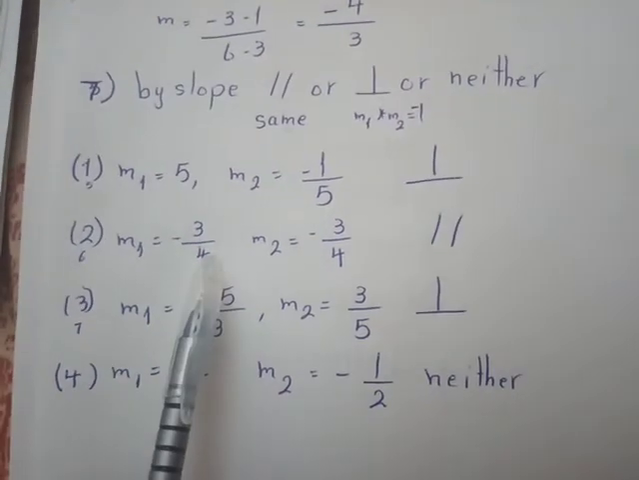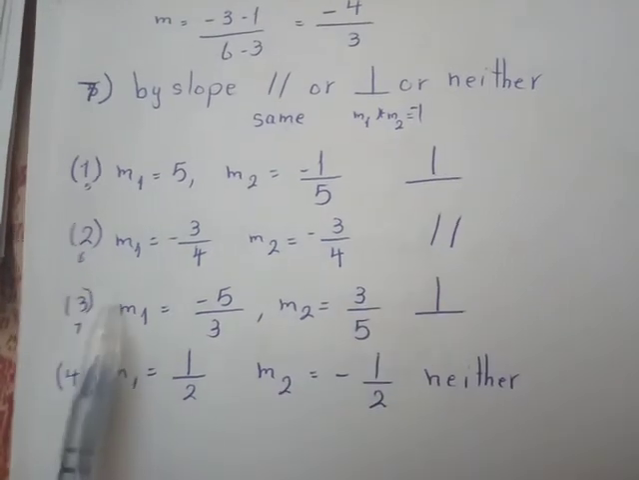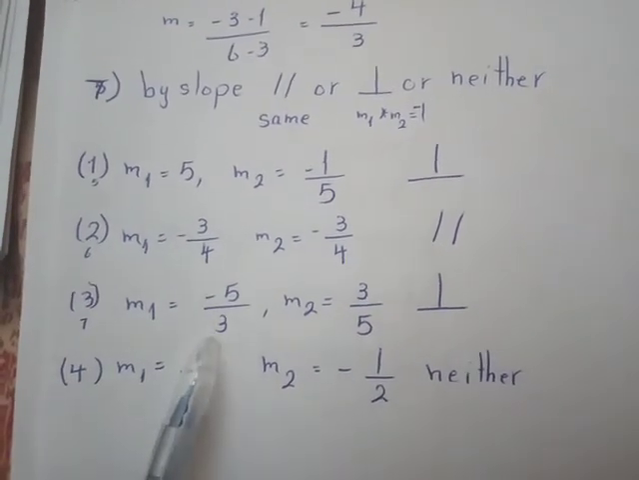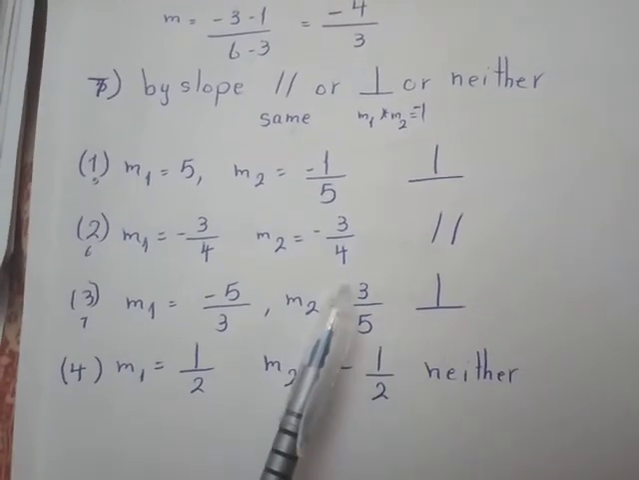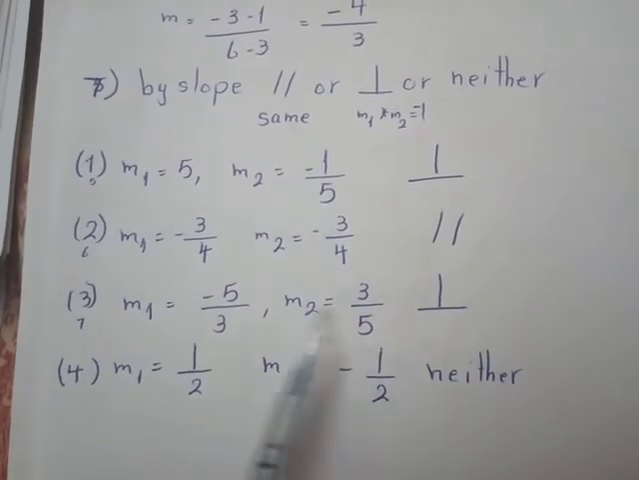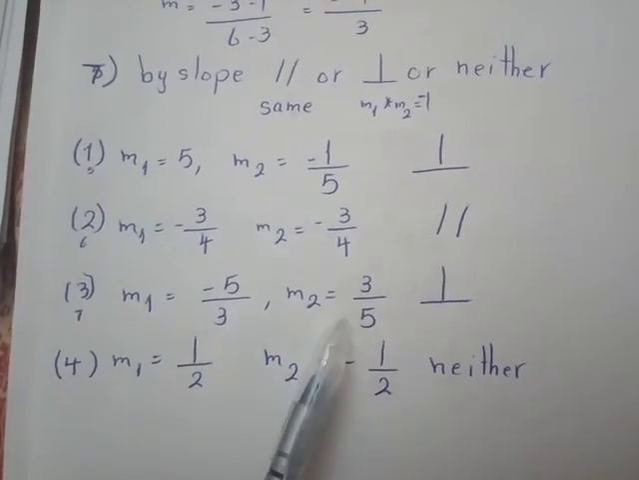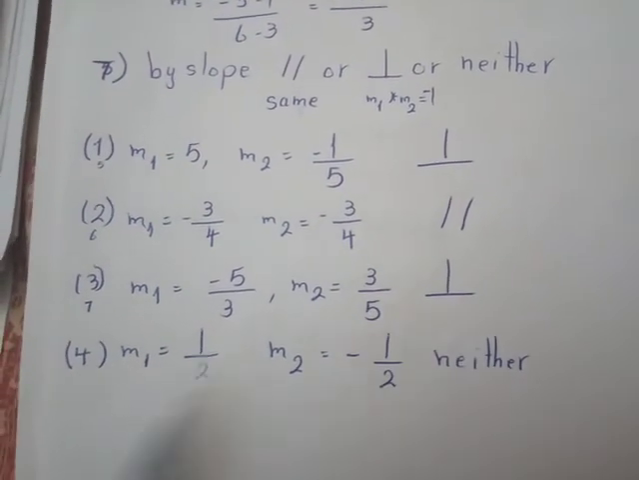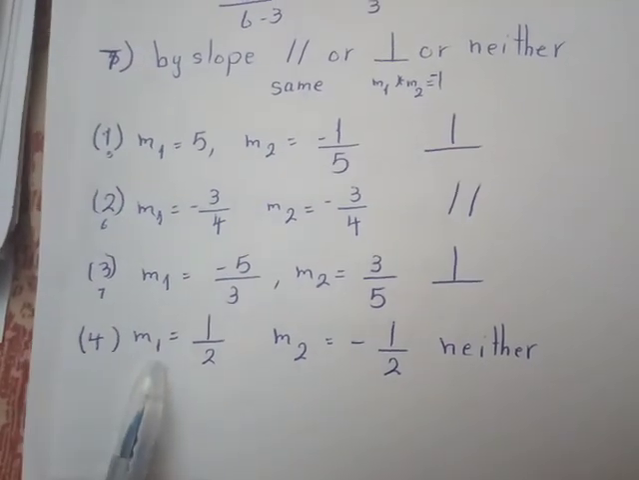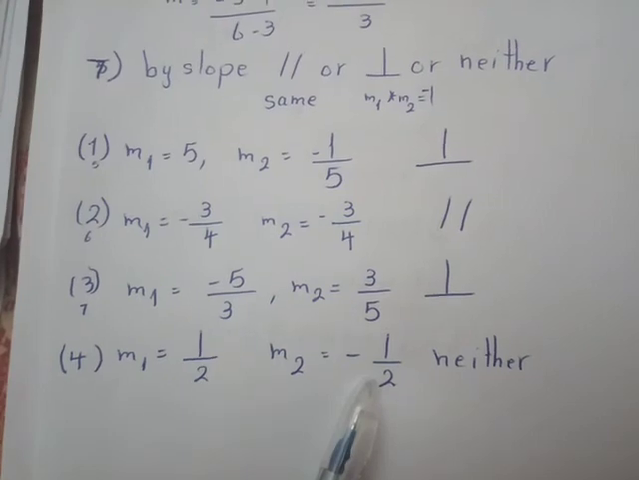So they are equal. So the two lines will be parallel. Number 3, m1 equals -5 over 3 and m2 equals 3 over 5. Opposite. This is negative and this is positive. And what is the reciprocal of 5 over 3? It will be 3 over 5. So they are perpendicular. Number 4, m1 equals 1/2, m2 equals -1/2.